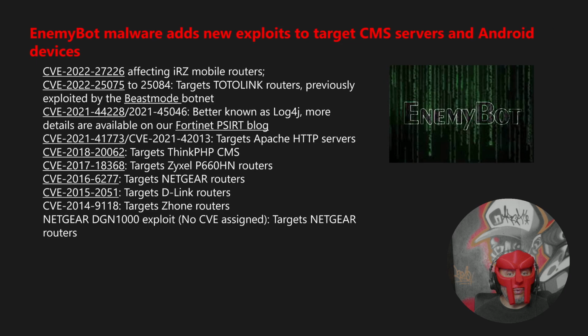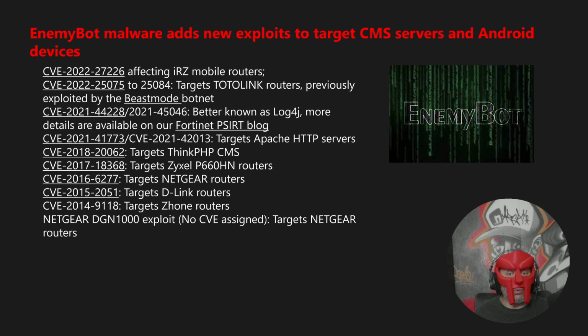CVE-2022-25075 through 25084, which targets TOTOLINK routers, previously exploited by the Beastmode botnet, in case you have those. CVE-2021-44228 to CVE-2021-45046, better known as Log4j. More details are available on the Fortinet PSIRT blog. Then there's CVE-2021-41773 and CVE-2021-42013, which target Apache HTTP servers, which there are tons of out there. CVE-2018-20062 targets ThinkPHP CMS. Don't know very many people that use it, but I'm sure it's in use.